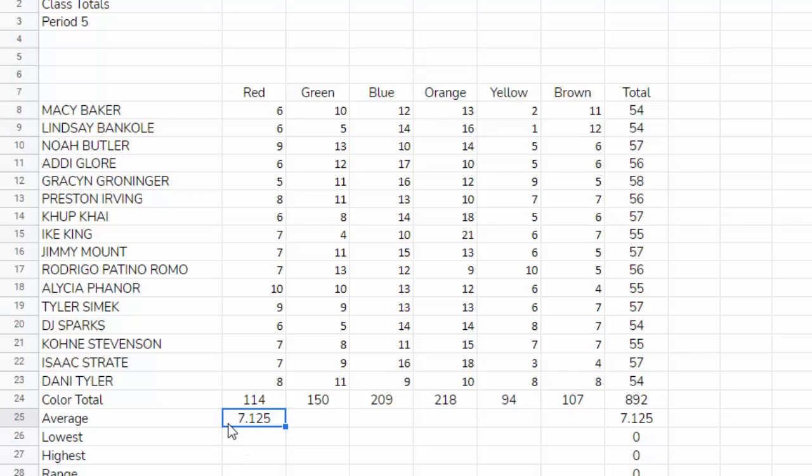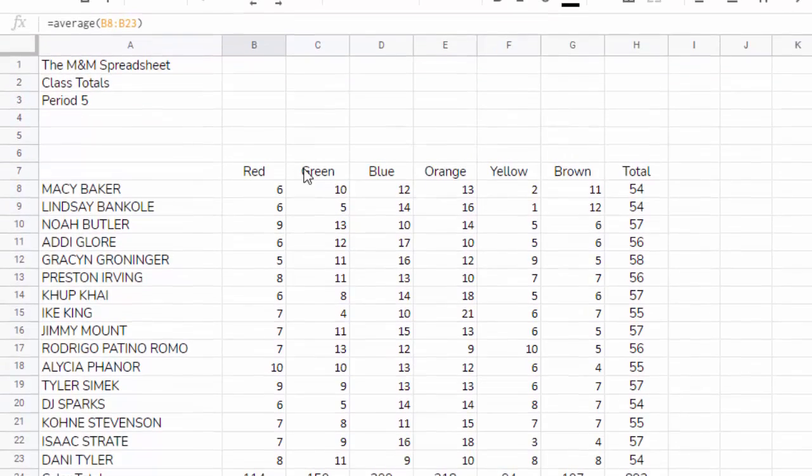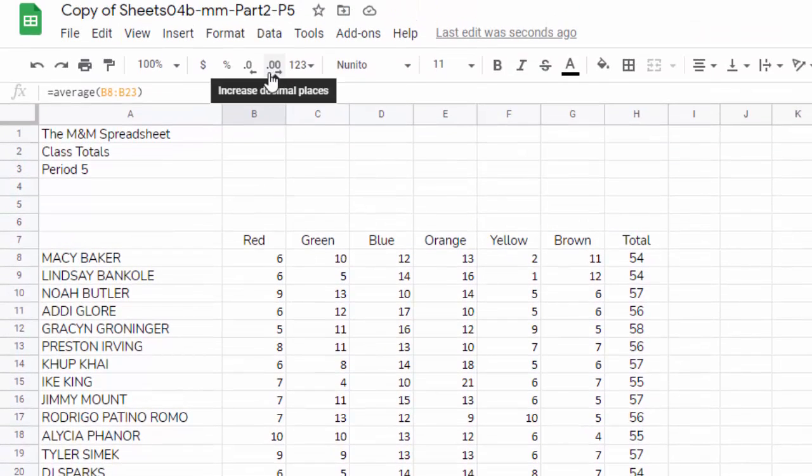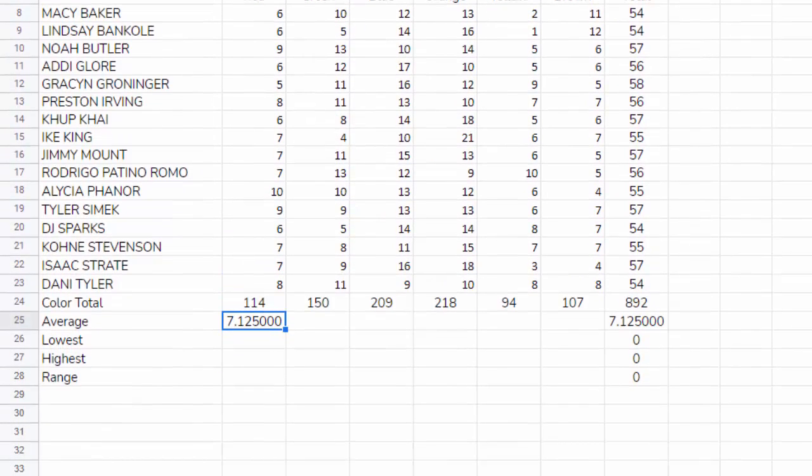Now here's a little something that you can do if you want to. This came up 7.125 on mine. Yours probably will be similar. Right up here on the toolbar, you can either increase or decrease decimal places. If I click increase decimal places, it's adding some zeros there. Or if I hit decrease decimal places, it'll round a little bit. See how it says 7.125, and when I decrease it, it goes to 7.13. It's smart enough to know the rounding rules.